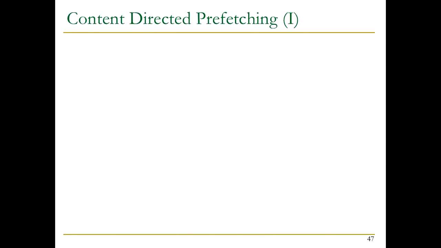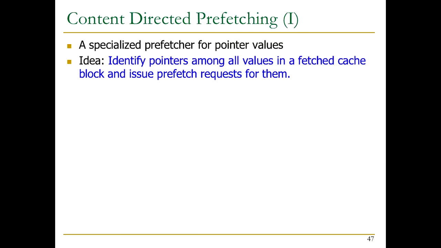Okay, I'll give you another idea that's a very clever idea, in my opinion, because it's not as complicated. This is the other end of the spectrum. It's not so complicated. Content-directed prefetching. It's basically a specialized prefetcher for pointer values. People realized the importance and difficulty of these pointer values for a long time. And the idea here is simple.